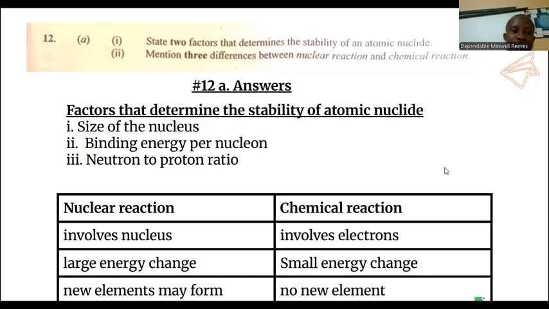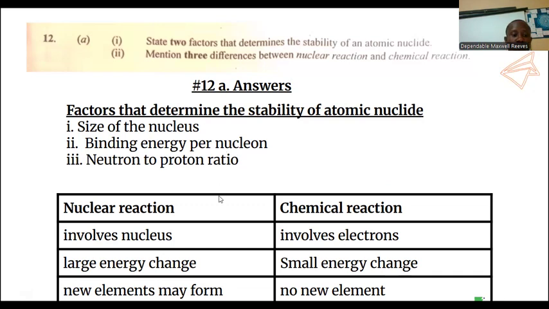12A. For 12A, we were asked to state two factors that determine stability of an atomic nucleus. I gave you three, so you can take any two of your choice. The size of the nucleus also determines the stability of the atomic nucleus, binding energy per nucleon, and the neutron to proton ratio. So you can take any two of your choice.